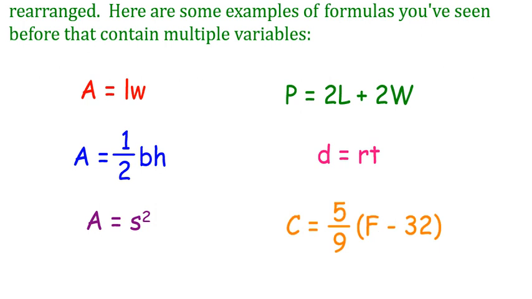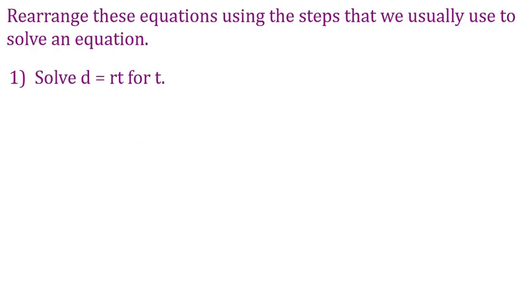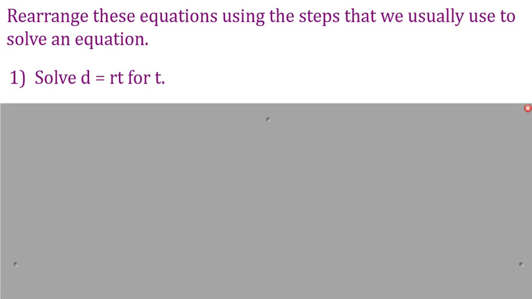So now we've seen some previous formulas. Let's see if we can use those to help us with our solving. So can we rearrange these equations using the steps that we usually use to solve an equation? So here, solve D equals RT for T, right? Isolate T. So again, we want to solve for T.